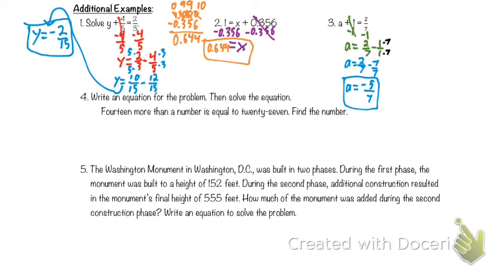You guys remember how in chapter 1, the very first section, we practiced taking words and putting them into math, right? We took these verbal expressions and made them algebra expressions. We're going to do the same thing. So, 14 more than a number is equal to 27. Find the number. I want you guys to try writing this equation.